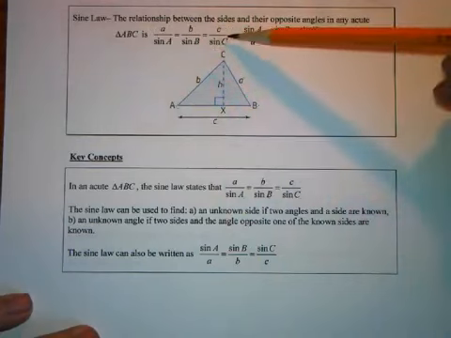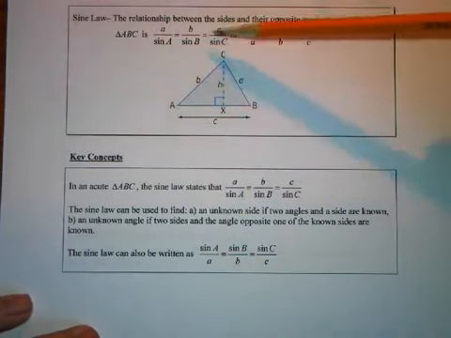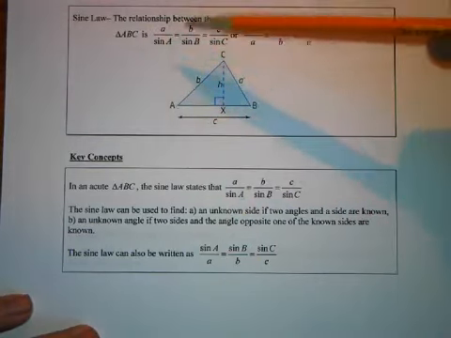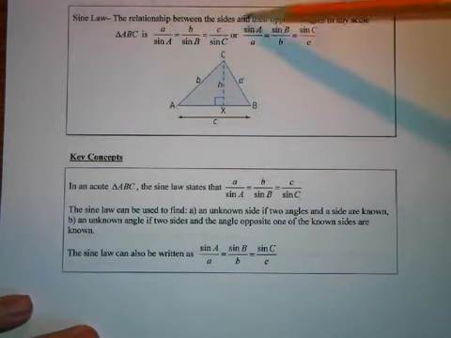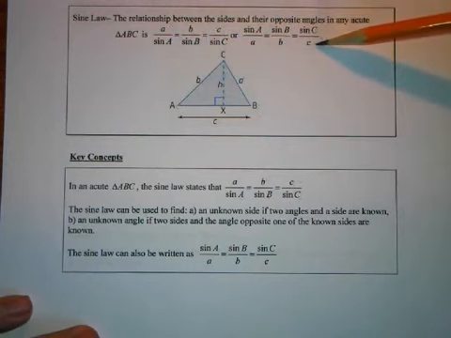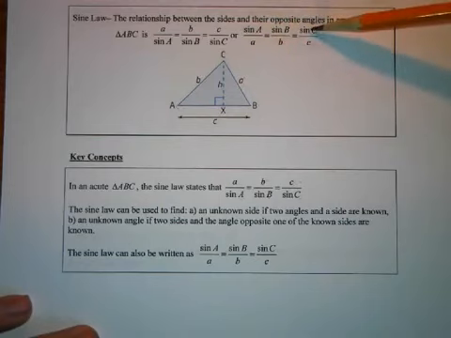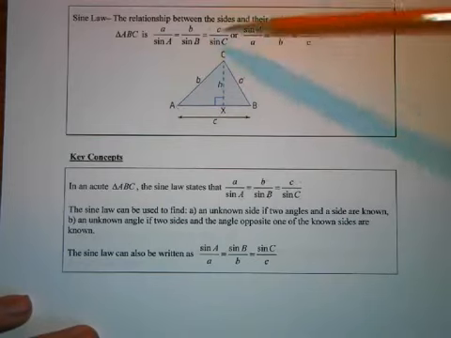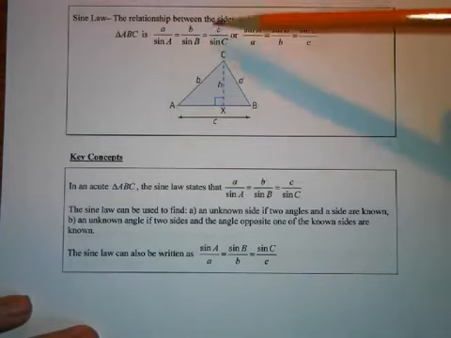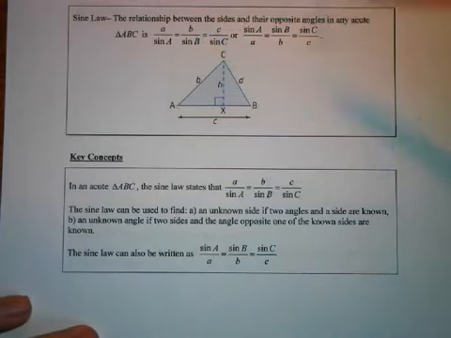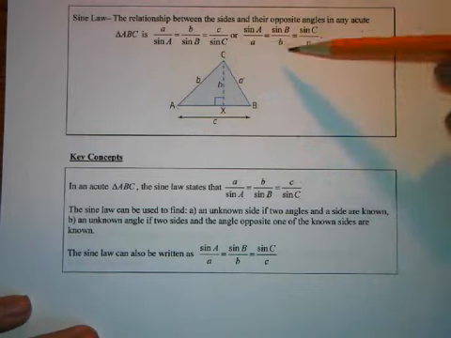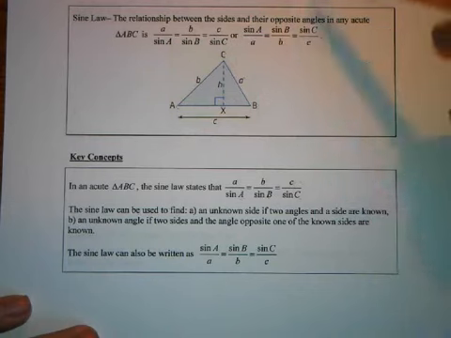So the one we just talked about is the first one. If we flip everything upside down, if we put the sine of the angles on the top and the side lengths on the bottom, this is also true. So you'll use either version here. And how do you decide which one to use? It depends what you're looking for.